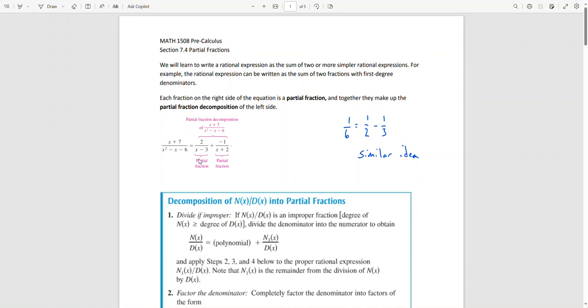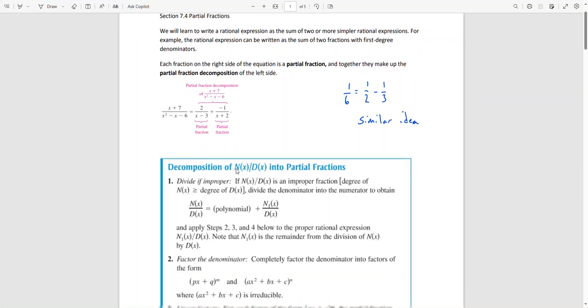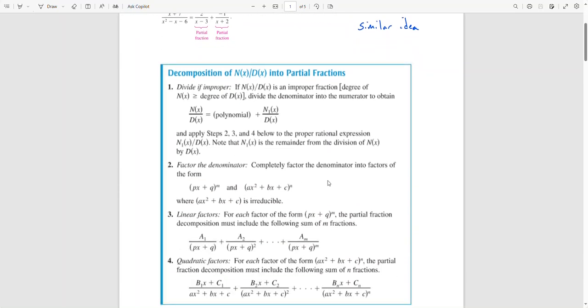Here's a partial fraction that makes up this rational expression. Together, it's the decomposition. We're going to have 5 steps, 6, I guess, every single time. And these are not your steps necessarily. These are going to help us only with step 3. Well, step 1, and then the rest of them are all about step 3.